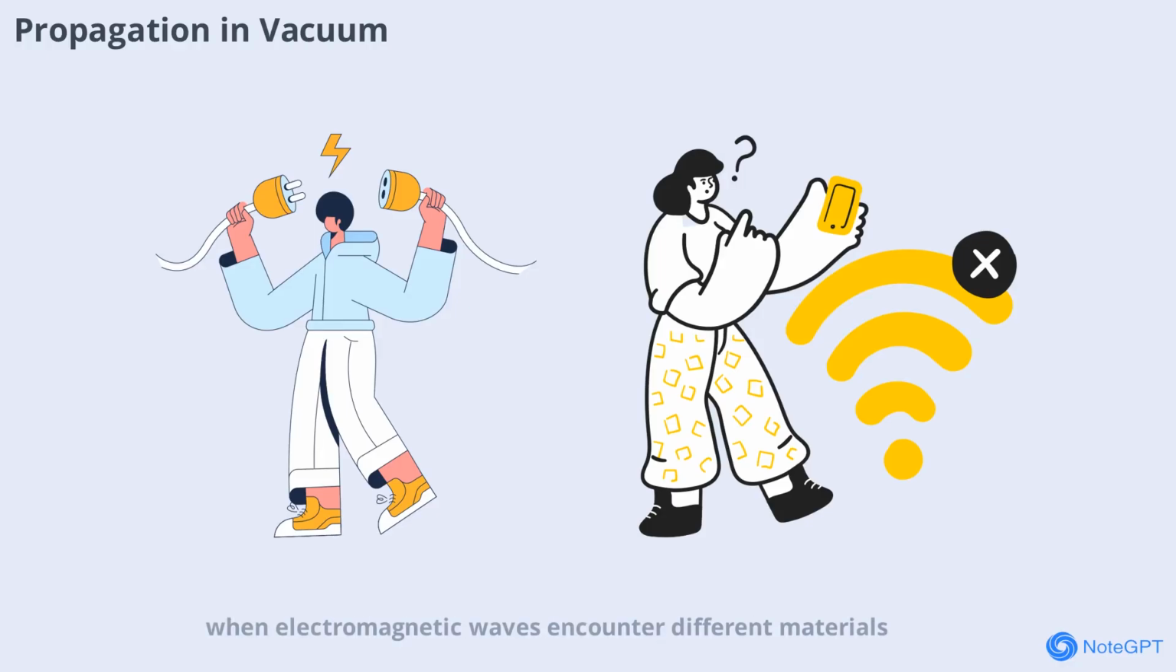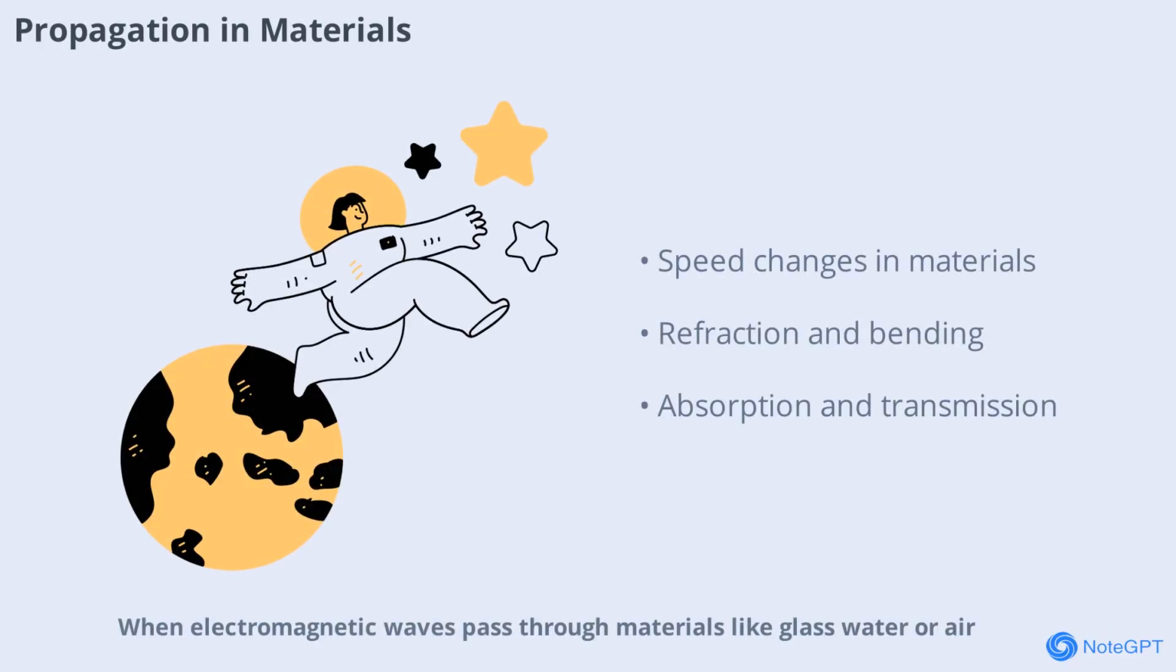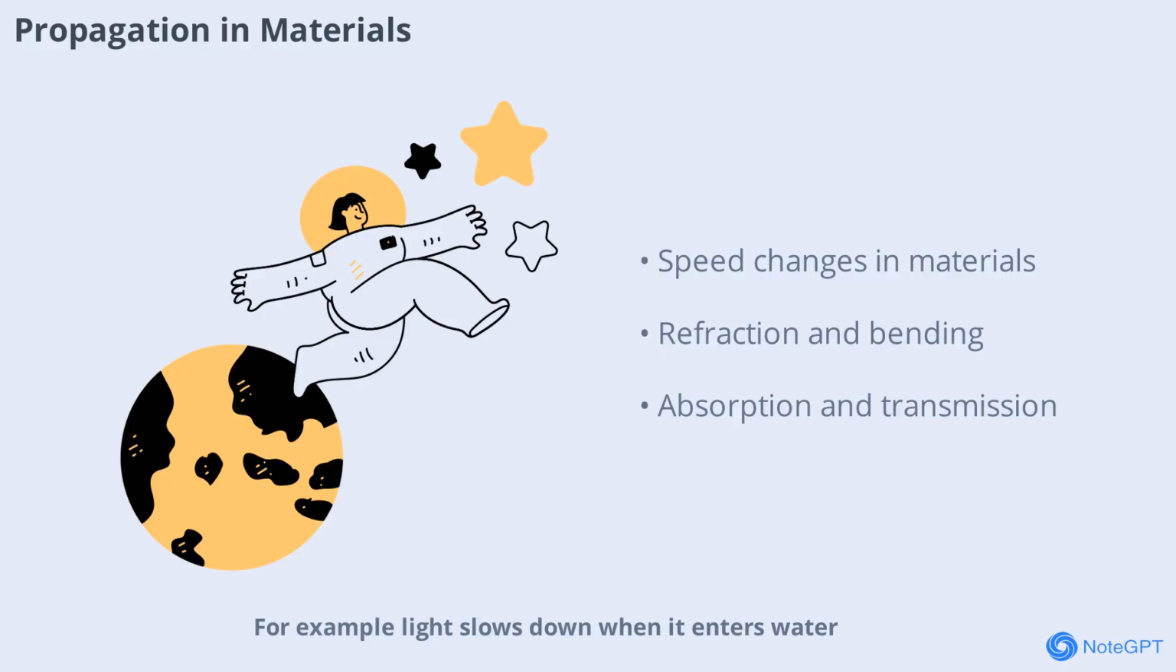Let's now look at what happens when electromagnetic waves encounter different materials. When electromagnetic waves pass through materials like glass, water, or air, their speed and direction can change. This is due to interactions with the atoms and molecules in the material. For example, light slows down when it enters water, causing it to bend, a phenomenon known as refraction. Some materials absorb certain wavelengths while others let them pass through. Understanding how waves interact with different substances is crucial for designing technologies like fiber optics and wireless communication systems.